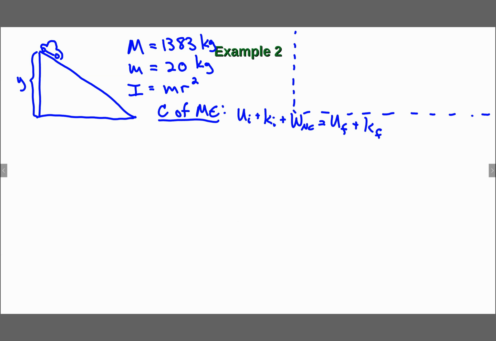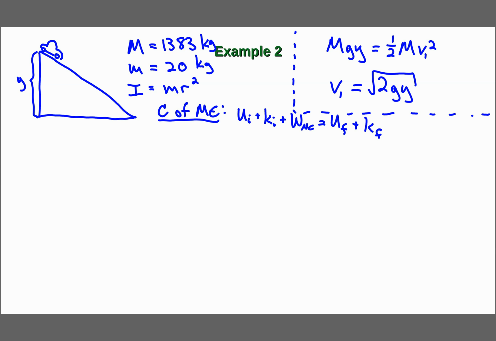And remember, for sliding without friction, we just have gravitational potential energy at the top. At the bottom, all that gravitational potential energy is gone, and we have translational kinetic energy. Let's call this V1. And then we find that V1, V for sliding without friction, is the square root of 2gy.